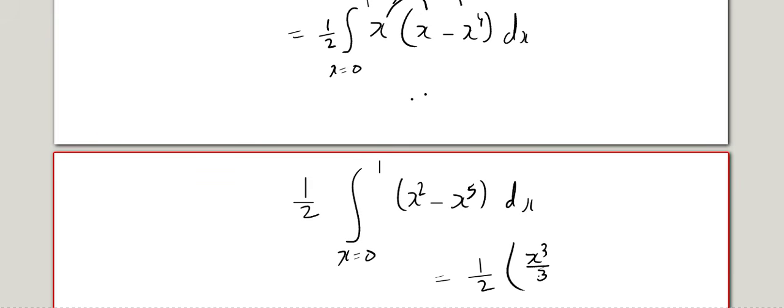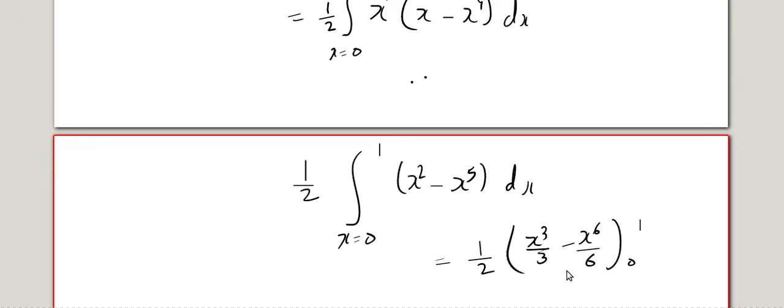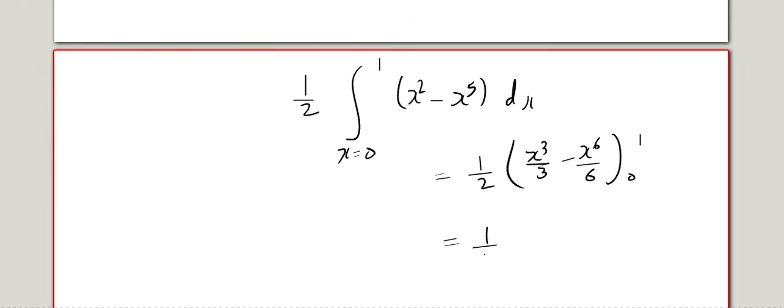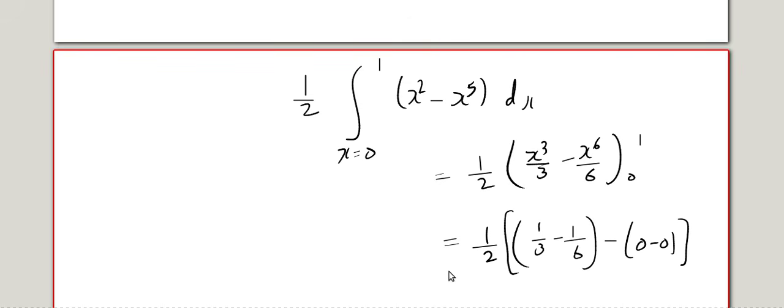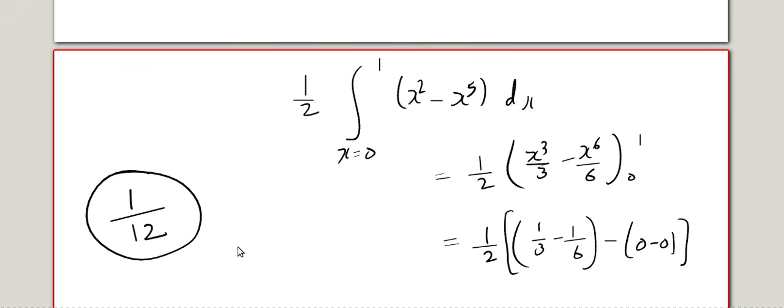and that will be x to the power 3 by 3 minus x to the power 6 by 6 within 0 to 1. And now we can plug in x equal to 1 as the upper limit, minus you can plug in the lower limit, that will give us 0, and together we get the answer 1 by 12. Okay, now let's move on to another problem, a similar type, but this is very simple.